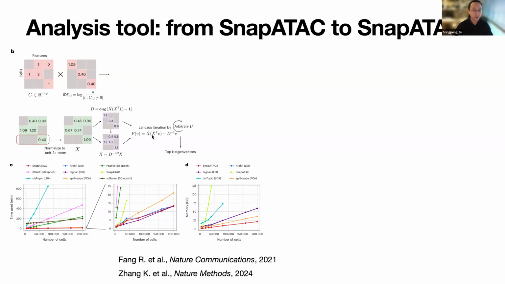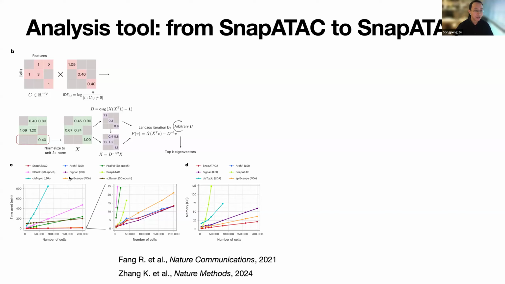Later we noticed that we don't actually need the cell-by-cell similarity matrix. We can directly use the cell-by-feature matrix and use a particular method to do the same decomposition, so that we can now use all the cells together to get an accurate low-dimensional embedding. This package is written in Rust as a backend and also uses Python as the API, which is very easy to use.